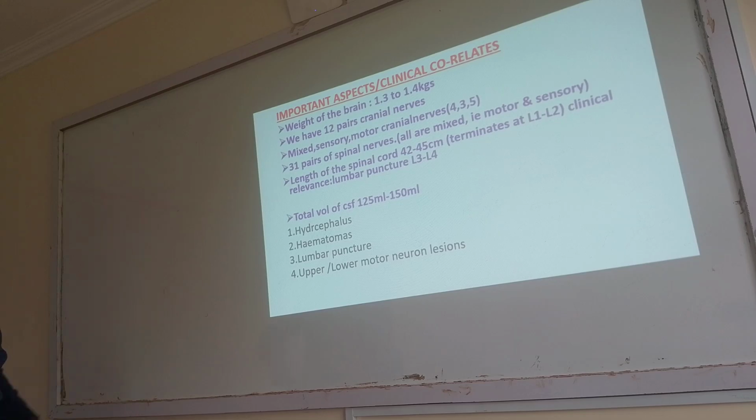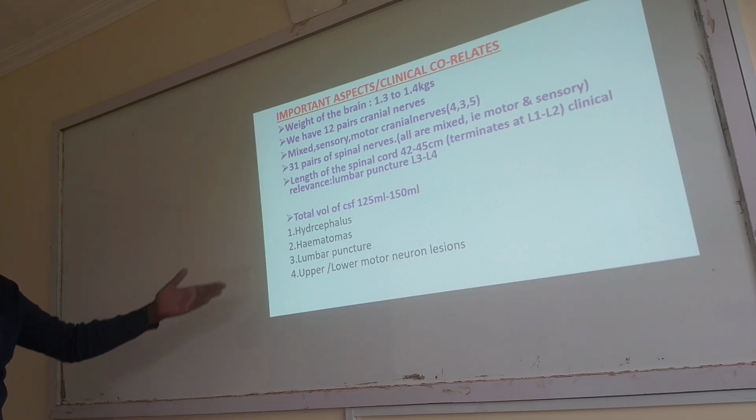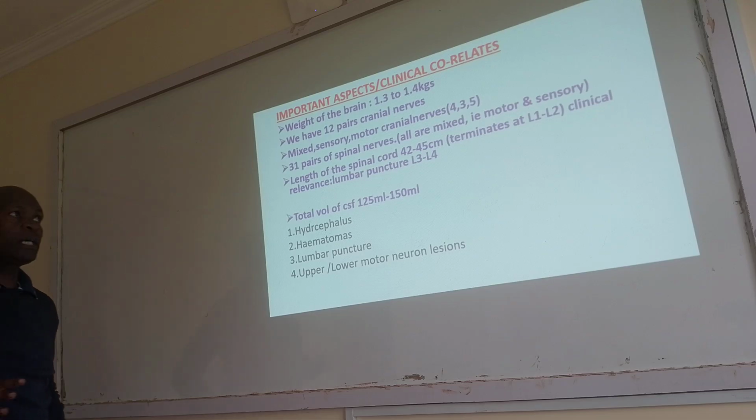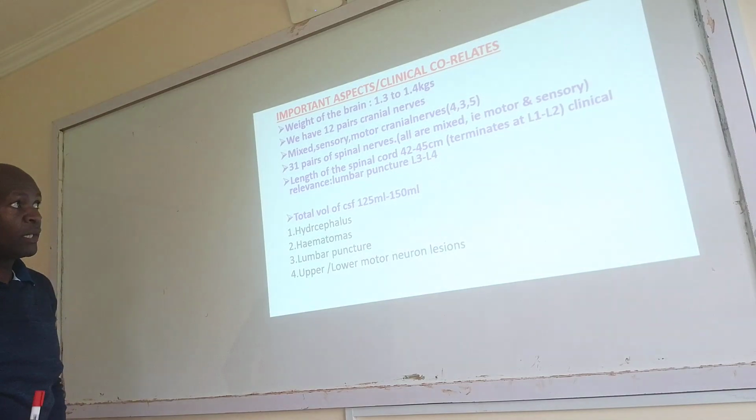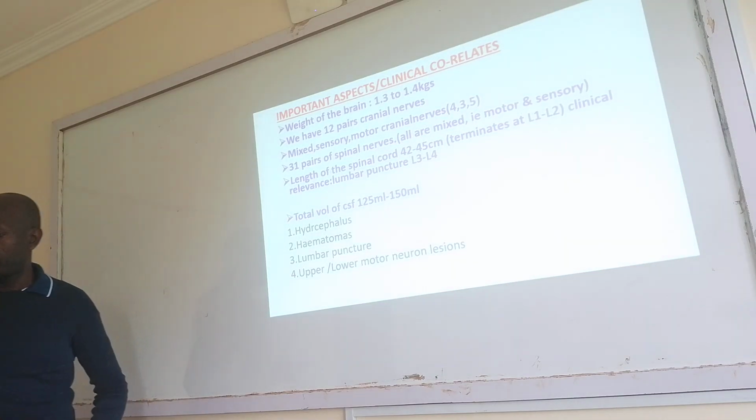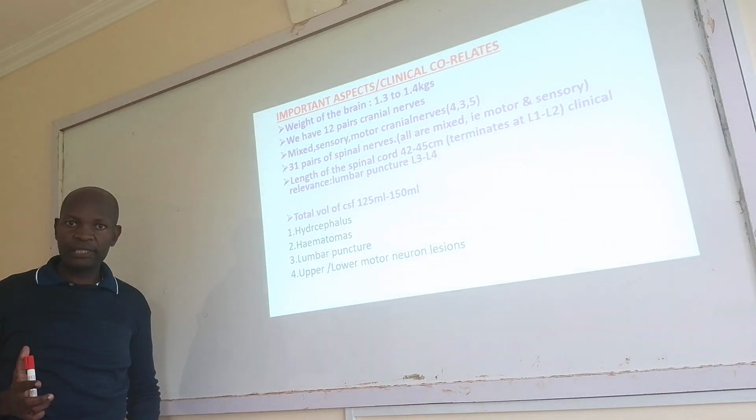So after knowing something on the cranial nerves, you also need to know that there are 31 pairs of the spinal nerves. All of them are mixed. They contain both motor and sensory. The length of the spinal cord is 42 to 45 centimeters thereabout.